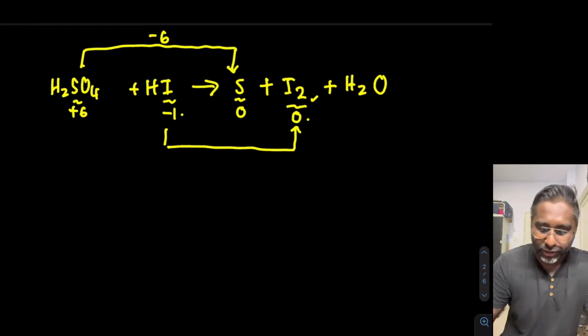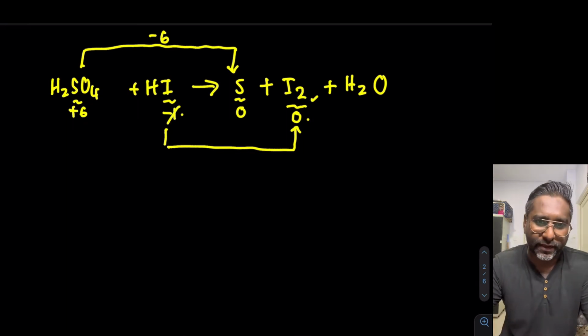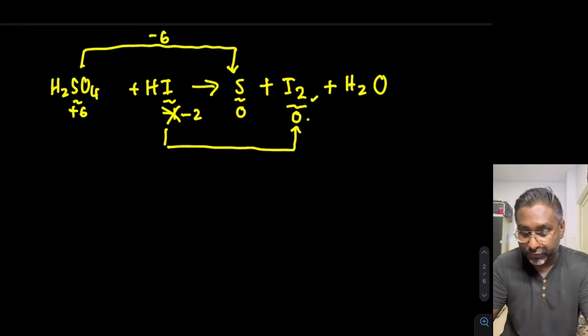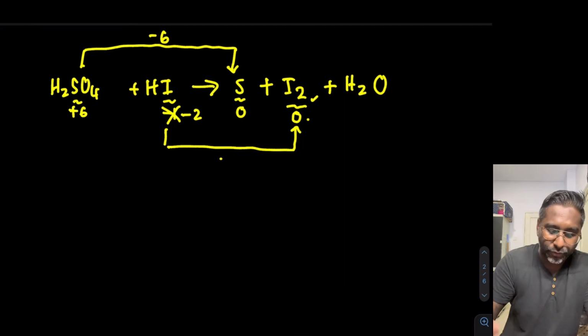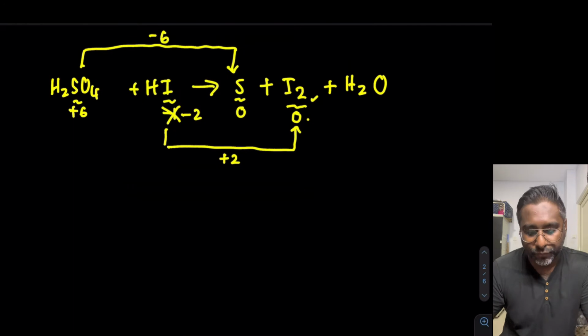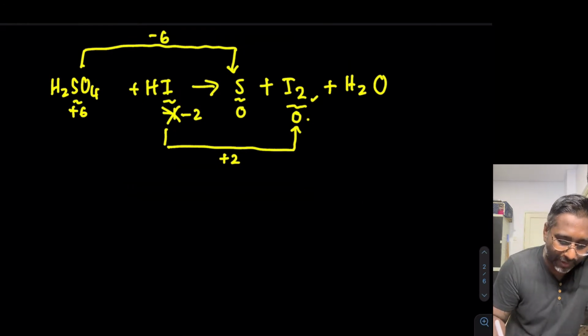But this is not going to be -1. We are going to consider it as 2 atoms because there's a number 2 over there at I. So it is no longer -1. I'm going to consider it -1 times 2, which is -2. So now you have to look at it from -2 to become 0. Yeah, -2 to become 0, there is going to be +2.